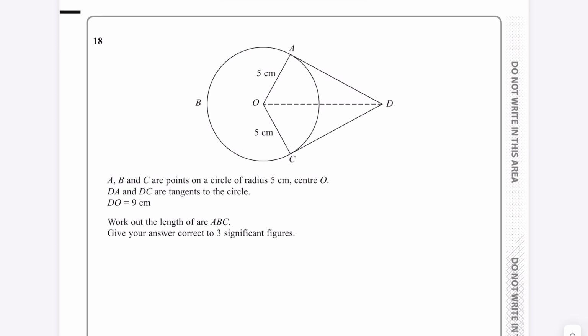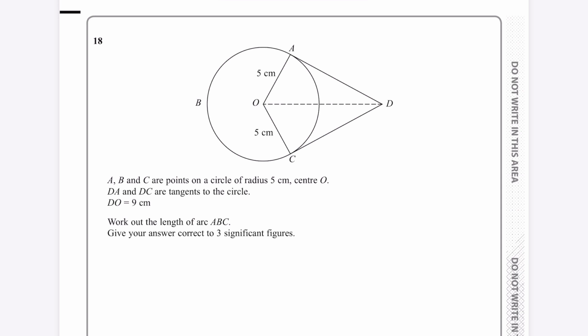Question 18. A, B, and C are points on a circle of radius 5 centimeters. Center O. DA and DC are tangents to the circle. DO is 9 centimeters. Work out the length of arc ABC. Give your answer correct to 3 significant figures.